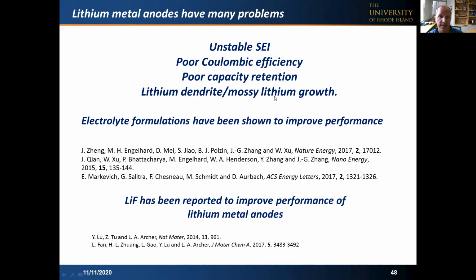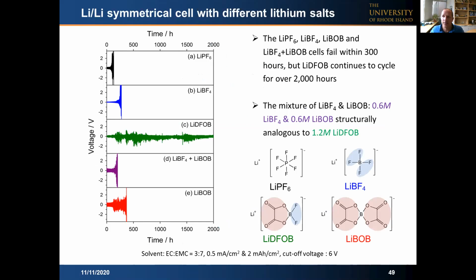lead to lost capacity. However, electrolyte formulations have been shown to significantly improve this performance, as shown in these following publications here. And also, it's been reported that if you have lithium fluoride on the surface of the lithium metal, this can also significantly improve the performance of lithium metal anodes. So with this in mind, we went back and tried to start understanding the mechanisms and the role of electrolyte in the cycling performance of lithium metal anodes.